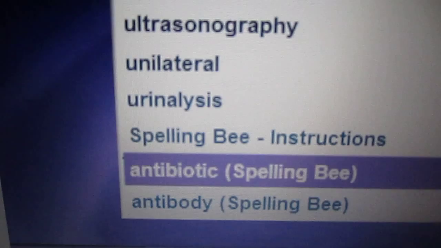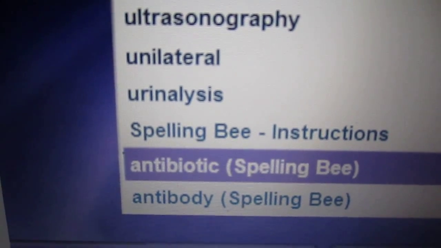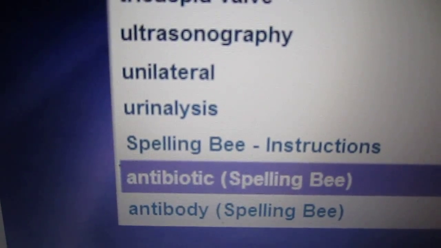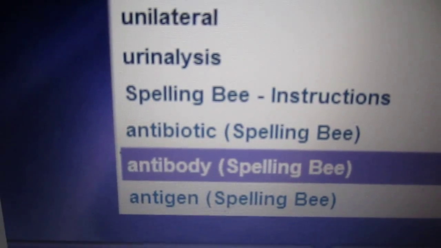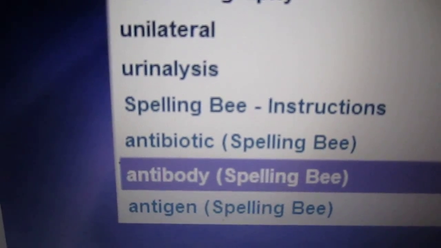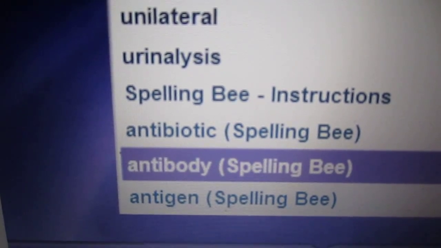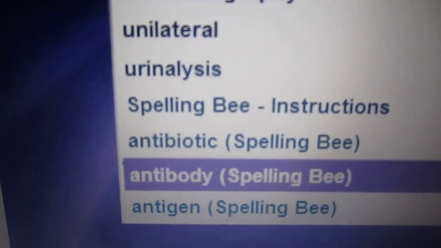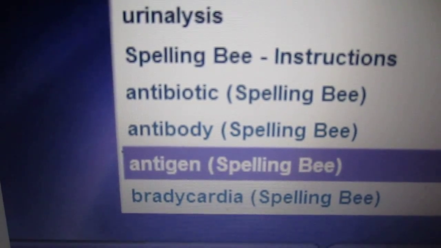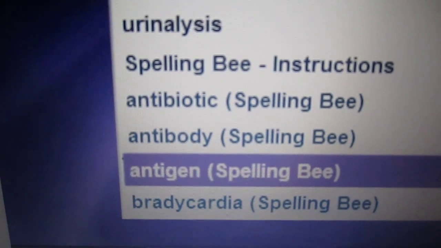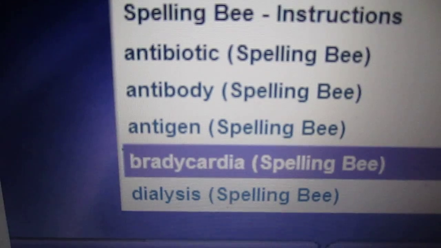Antibiotic. A-N-T-I-B-I-O-T-I-C. Antibody. A-N-T-I-B-O-D-Y. Antigen. A-N-T-I-G-E-N.